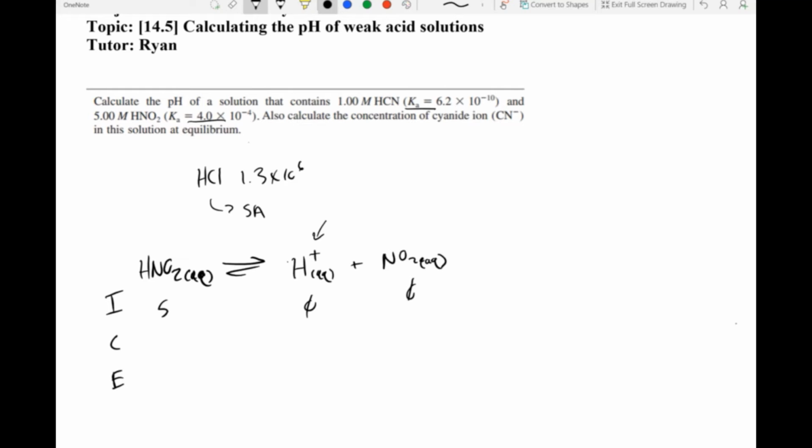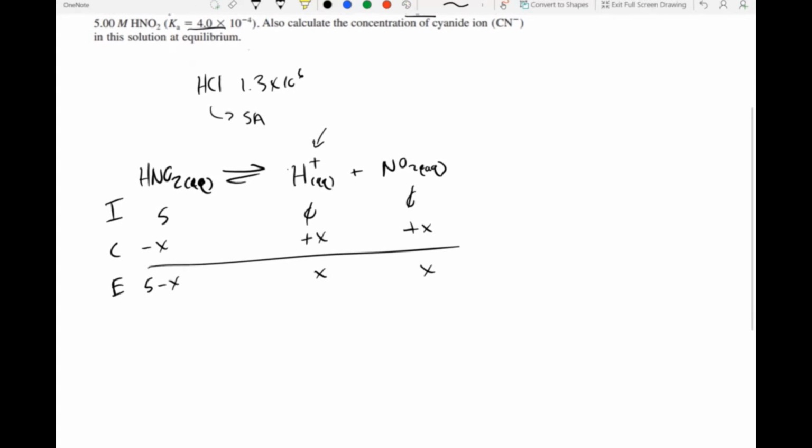And again, since this is a weak acid, you know that it's not going to undergo 100% dissociation. So we're just going to say minus x because we know that some of this is going to dissociate, but remember, not all, because it's not a strong acid. And we'll just say plus x, plus x. So at equilibrium, this would be 5 minus x, and this would be x and x.